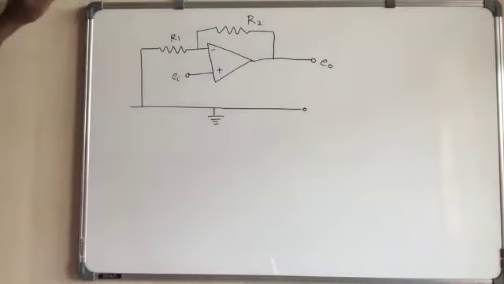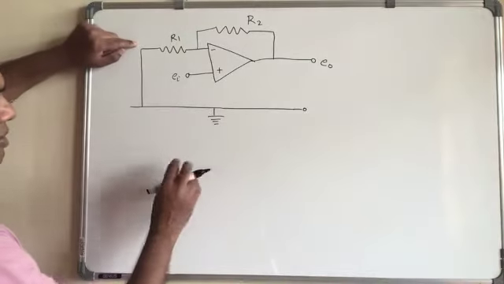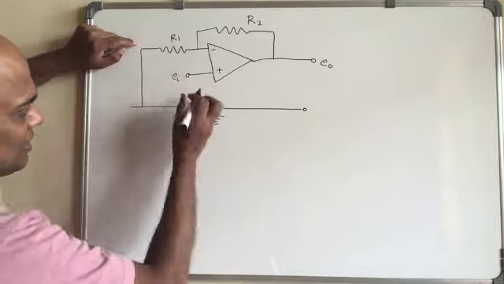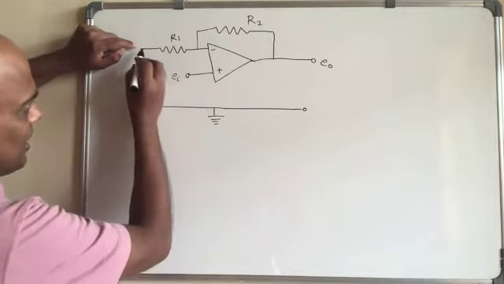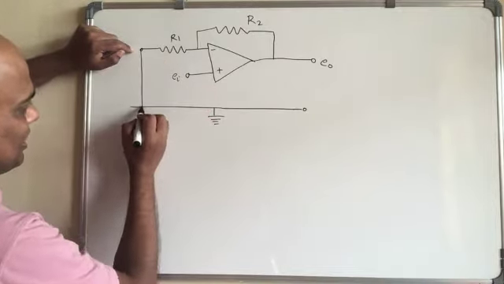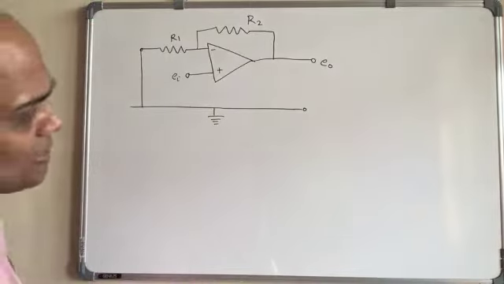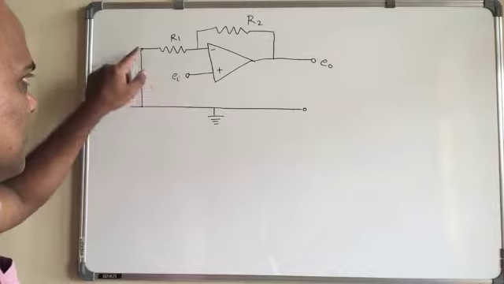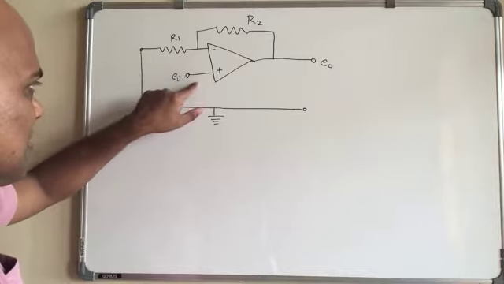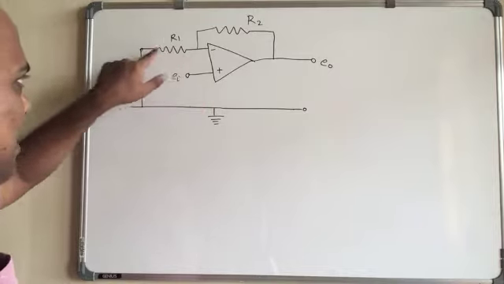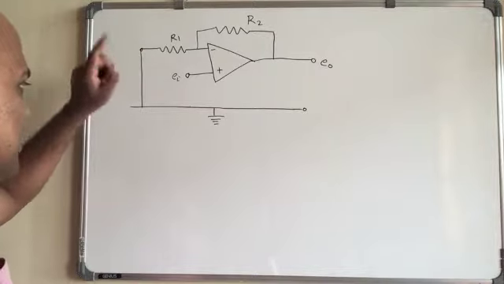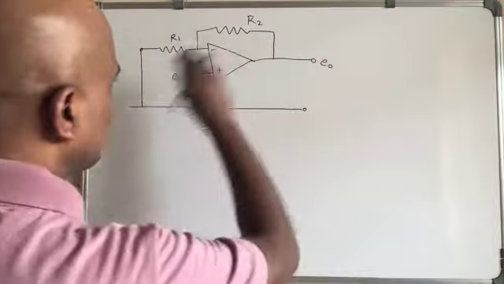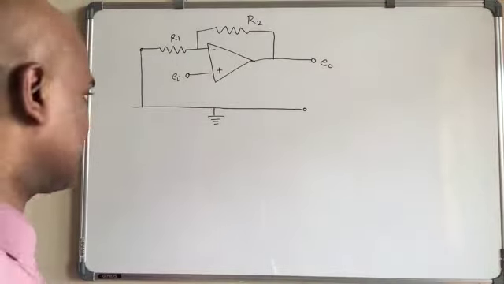So what is the difference here? Instead of joining these to the earth, we are joining these to earth now. That's what we have done. Others remain the same. Instead of earthing the plus one, we are earthing the minus one. That's what we are doing simply. And then we want to find out what the transfer function is in this case.